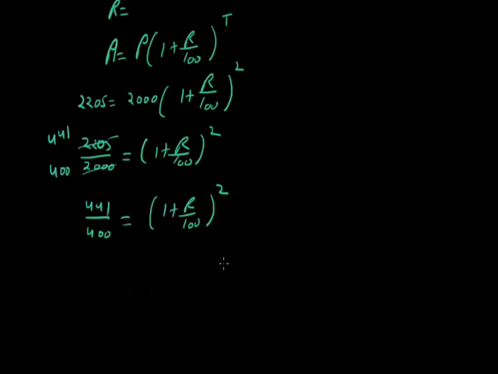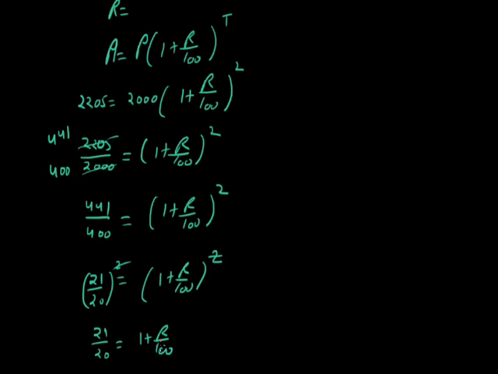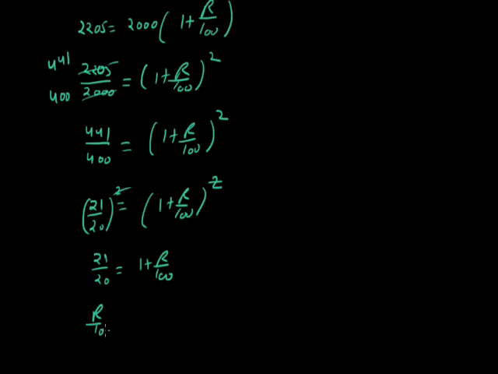And we know that 21 square is 441 and 20 square is 400. So we write 21 by 20 the whole square, which is equal to (1 plus R by 100) square. So square and square get cancelled. So we can say that 21 by 20 is equal to 1 plus R by 100. So R by 100 is equal to 21 by 20 minus 1. Now we are taking the LCM, that is 20.